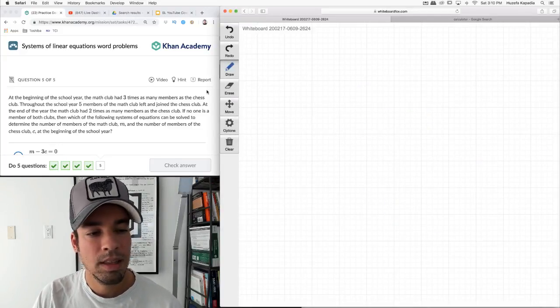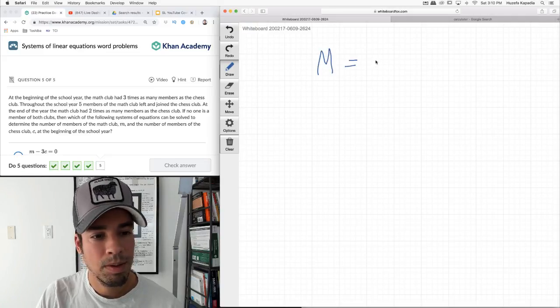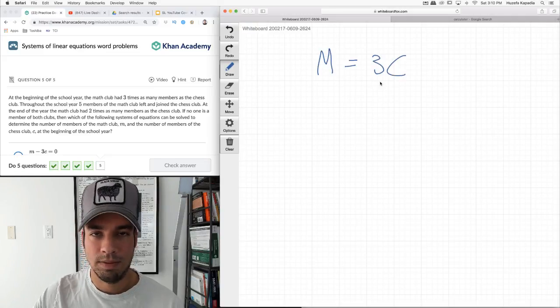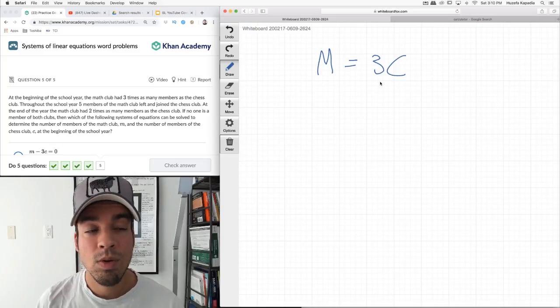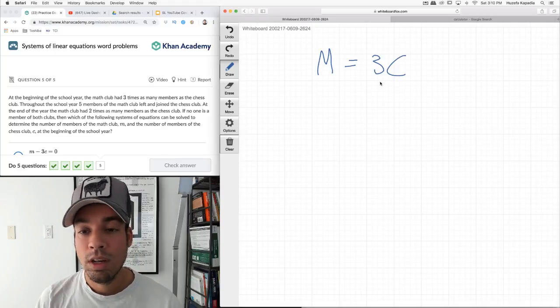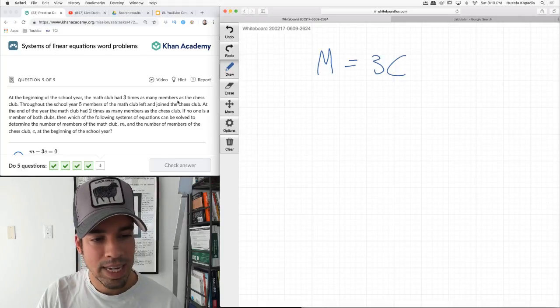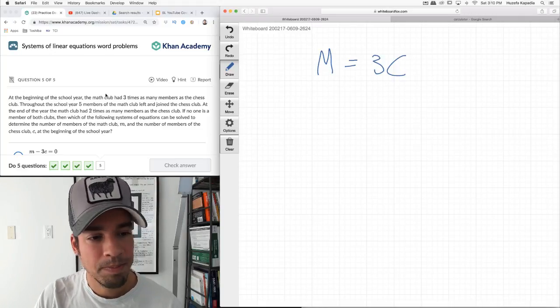At the beginning of the school year, the math club had 3 times as many members as the chess club. Done. Look, systems of equations. These are always going to be on the SAT. It's going to usually, pretty much always, be 2 equations. So look, I'm halfway done. I got 1 equation just by that simple translation of a sentence to an equation. So start there. That's your starting point.